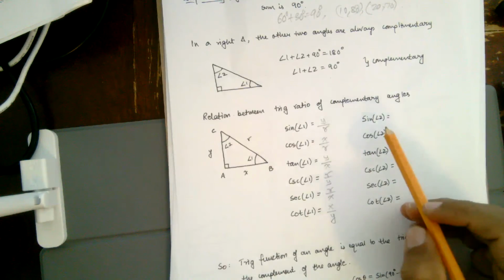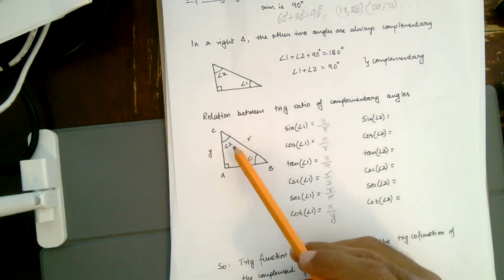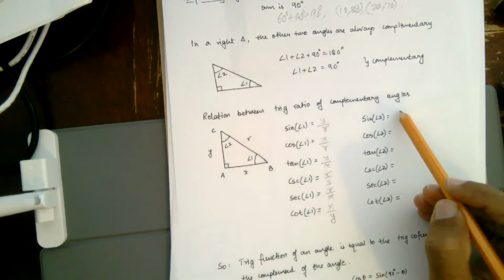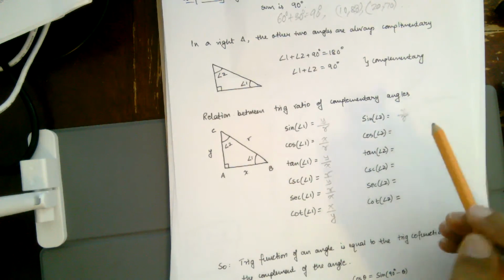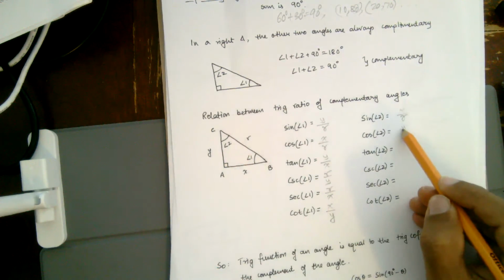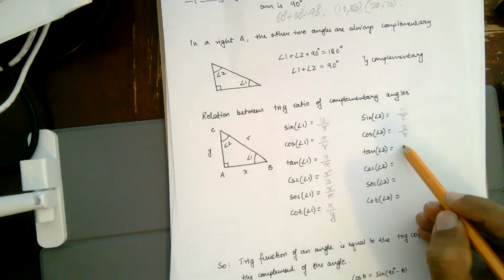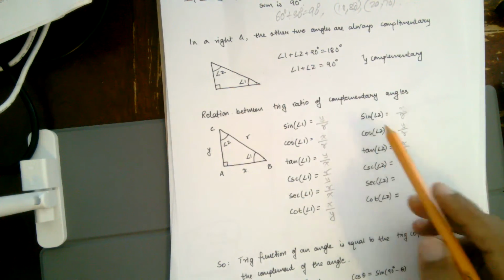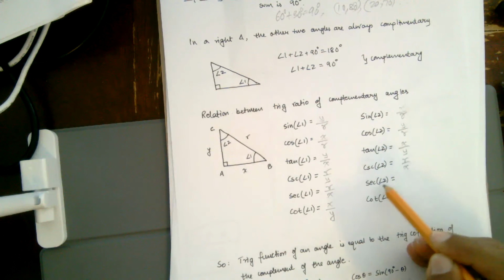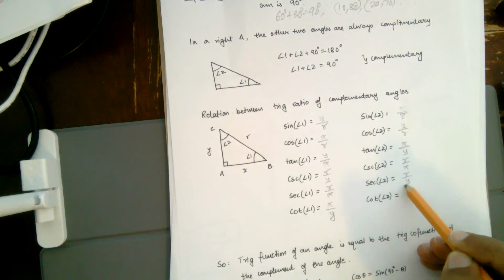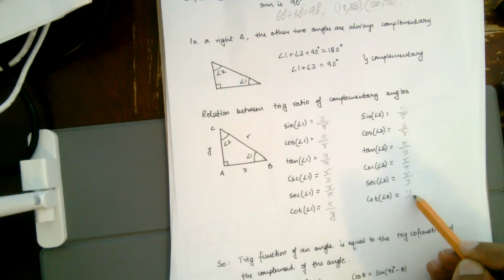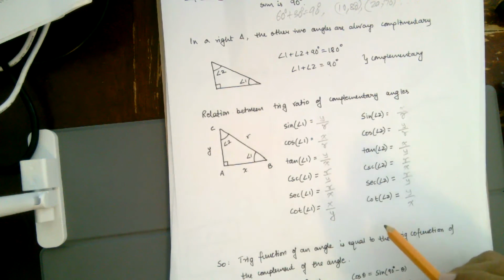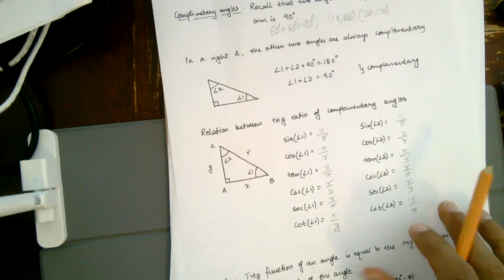Now let's look at the angle 2. From 2, the opposite is x, right? So x over r. Adjacent is y, y over r. Tangent, opposite is x, so it's x over y. Then cosecant is the reciprocal of sine, so it's r over x. Secant is r over y, and cotangent is y over x. Once you have this table, now let's see if there are some obvious relationships.